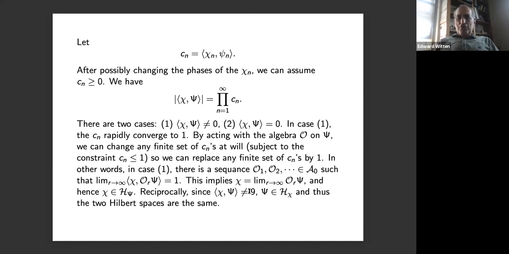And this 9 should be a 0. Of course, the argument is symmetrical in psi and chi. So the same argument would prove that psi is in H_chi. So the two Hilbert spaces are the same.